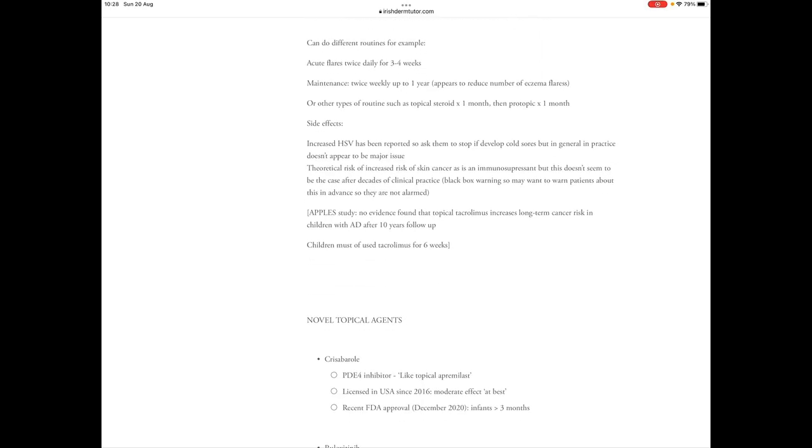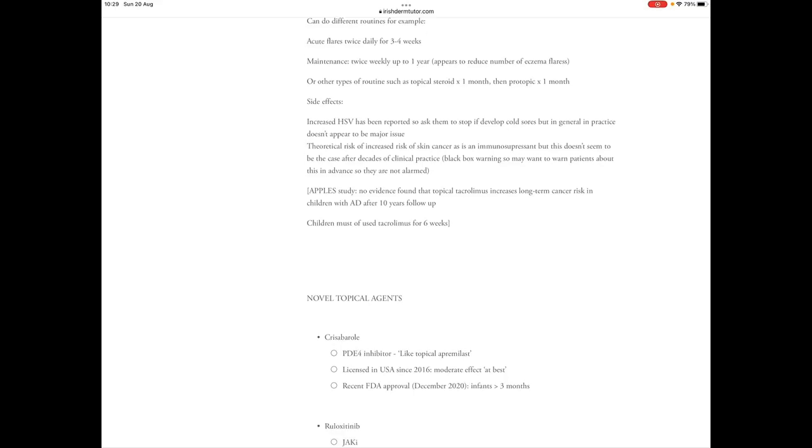And you can do different routines. It really depends on what you're comfortable with. If they've got an acute flare, you might use it twice daily for a few weeks, and then you might use it twice weekly up to a year, and this can reduce the number of eczema flares. Or sometimes you might use topical steroids for a period of time and then switch to Protopic. On the face in a child, I might say if they get a bad flare to use Haelan for 3 days, and at the same time they could maybe consider using Protopic as well, and then maybe continue Protopic for a few weeks, and then try to reduce it down to twice weekly, and see if that keeps it under control.